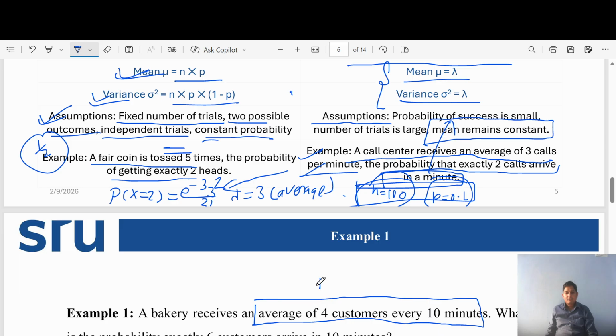Average means lambda is equal to 4. Average 4 customers every 10 minutes. What is the probability of exactly 6 customers in 10 minutes? So lambda is equal to 4 is given.